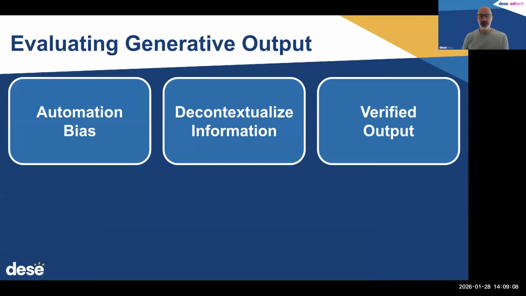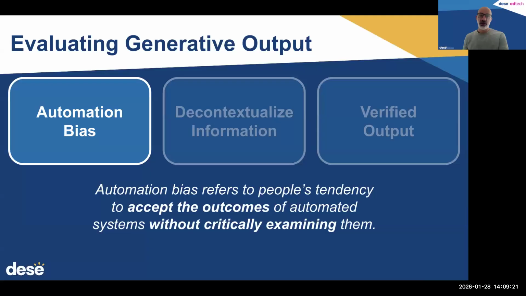Now we have to think about evaluating the output, right? So if we know how to write high quality prompts to generate good output, we need to evaluate that and be aware of 3 really critical ideas: automation bias, decontextualizing information, and verifying. So what do we mean by that? Automation bias refers to people's tendency to accept the outcomes of automated systems without critically examining them. We always have to keep in mind that even though I asked it to generate those driving questions, I simply can't accept that output. I have to validate it, critically examine it, and determine if they're going to fit in my classroom with my students.